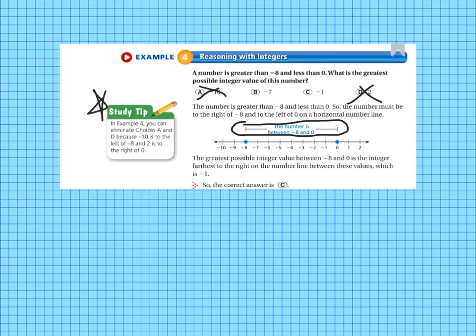It says the number is greater than negative 8 and less than 0, so the number must be to the right of negative 8 and to the left of 0. The greatest possible integer value between negative 8 and 0 is the integer farthest to the right between those values, which is negative 1. So the answer is C.